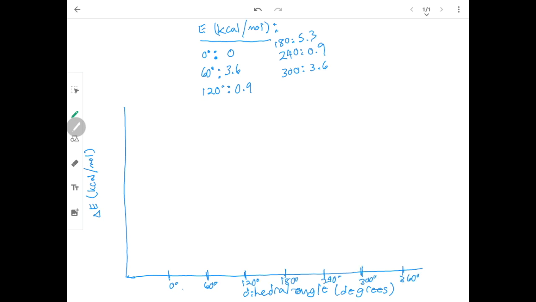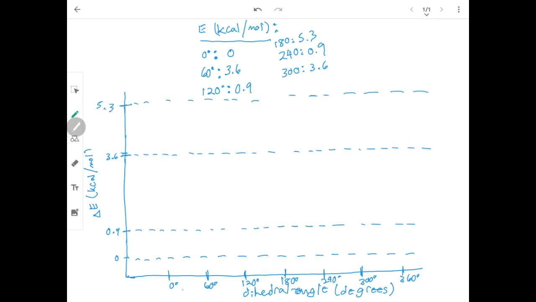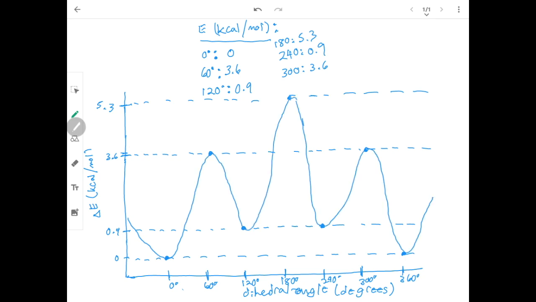Now let's mark off our values. We're going to make the 0 point be there, and then I'll just draw a dashed line, and then 0.9, 3.6, 5.3. Not quite perfectly evenly spaced, but we'll deal. So 0 degrees is 0, and this is 3.6, 0.9, and then 5.3. And then 240 is 0.9, 300 is 3.6, and 360 is going to be 0. I'll try to make these rounded, but it doesn't have to be perfect. Okay, so our energy diagram is going to look like that.